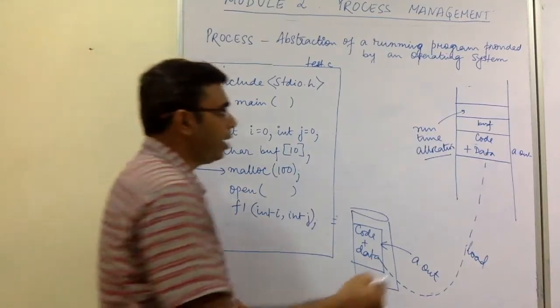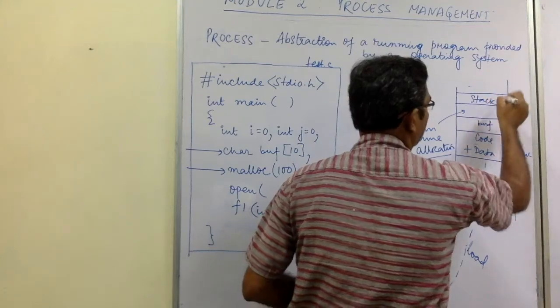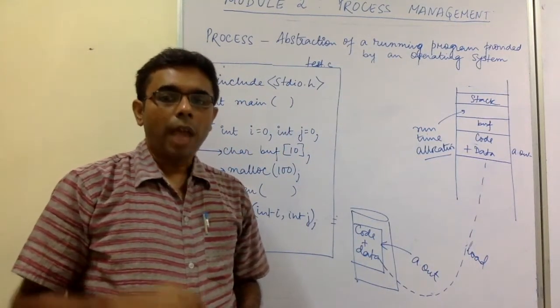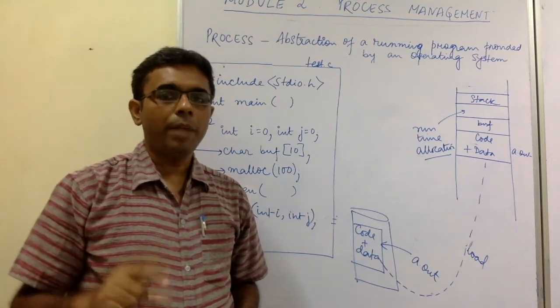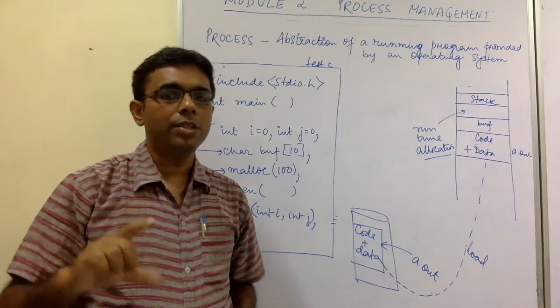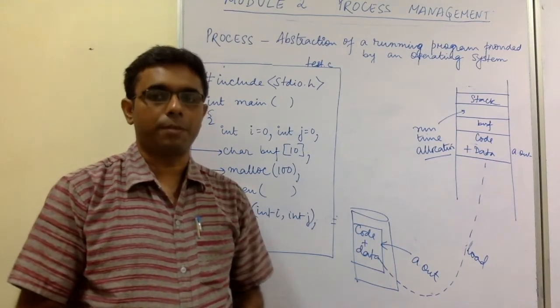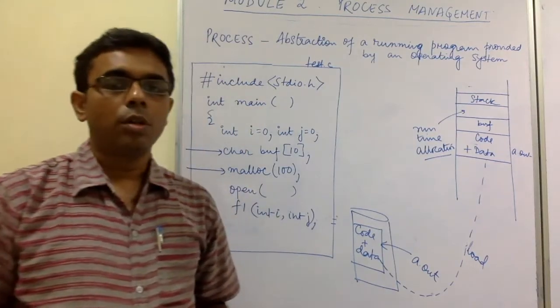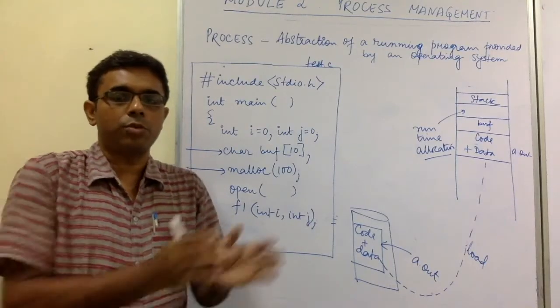And we know that the way to do it is a space called stack. So that means, apart from the code and data that resides in the memory, a program execution requires some additional space. And this is where the OS comes into the picture. Before the program executes, the operating system allocates some space to that particular program.